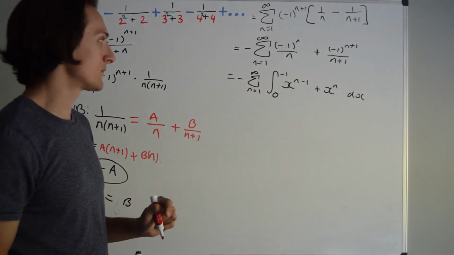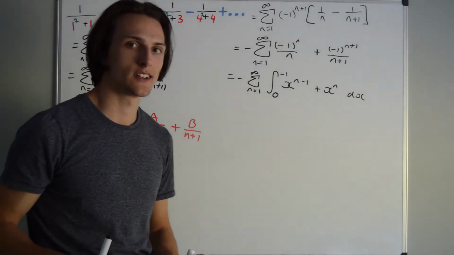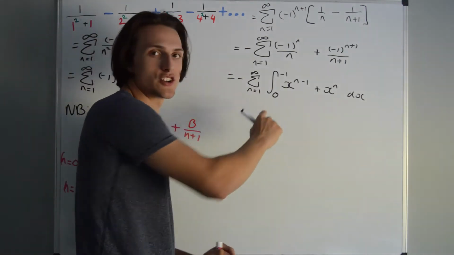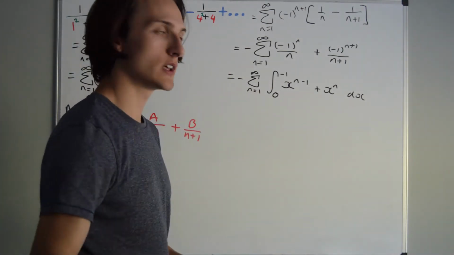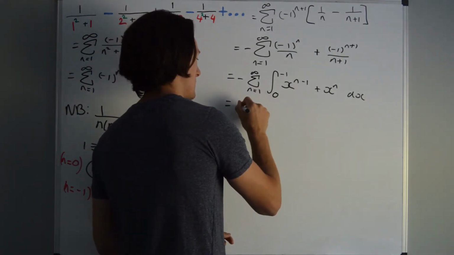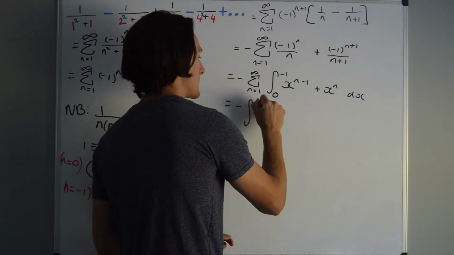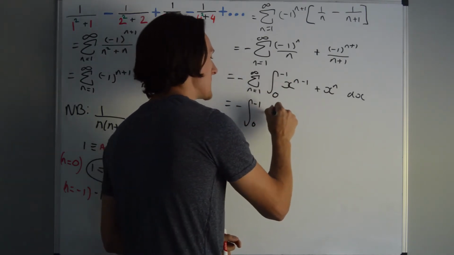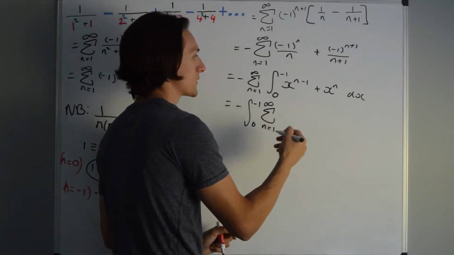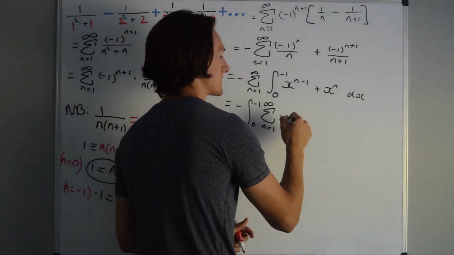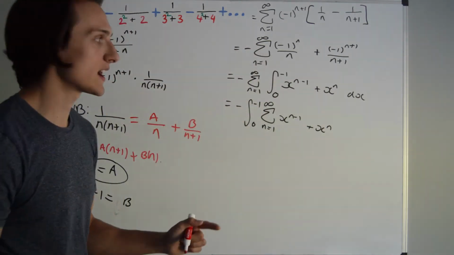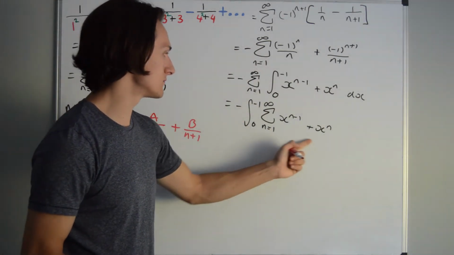Right? But now, how does that help? Well, this helps massively because summations and integrations can be flipped. So this is nothing but minus the integral from minus 1 to 0 of the summation to infinity, starting from n equals 1, of x to the n minus 1 plus x to the n. Right? And now how do we deal with this?